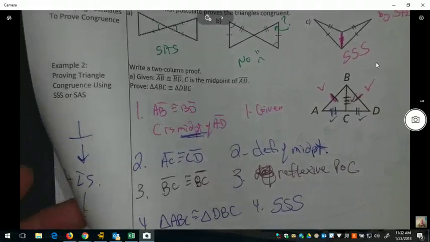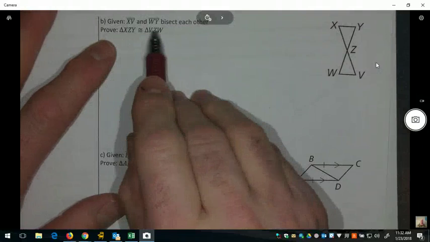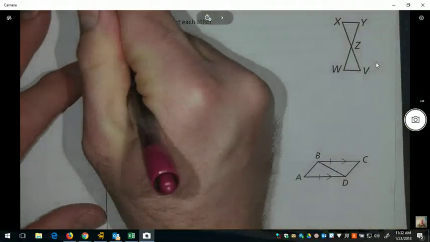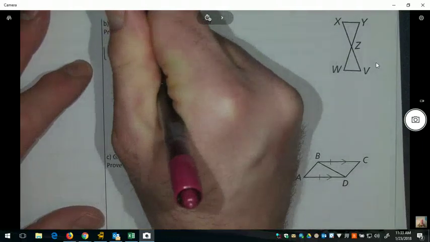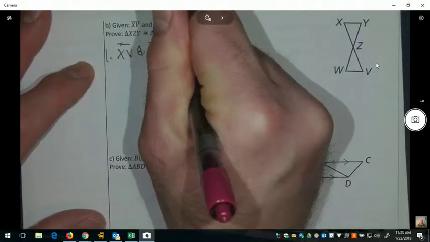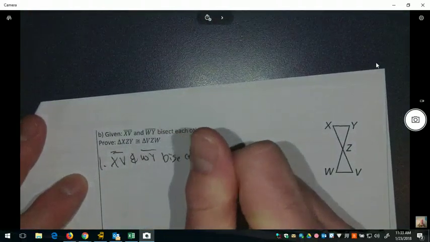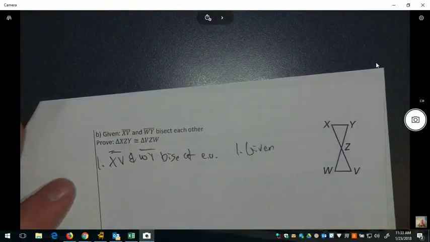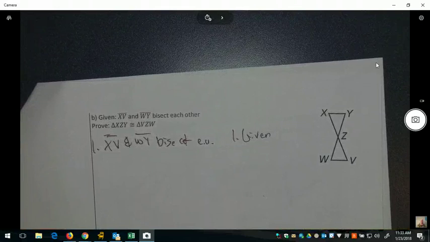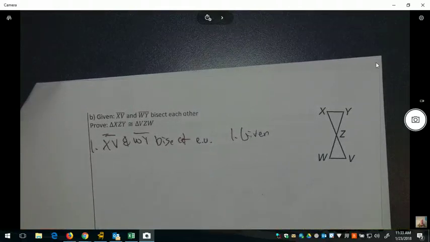In our next proof, it says that XV and WY bisect each other. So I'm going to write that down. XV and WY bisect each other. That's our given. That's all that's given. We're supposed to prove the triangles are congruent.